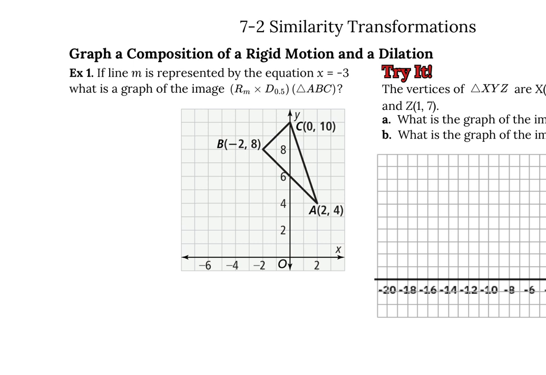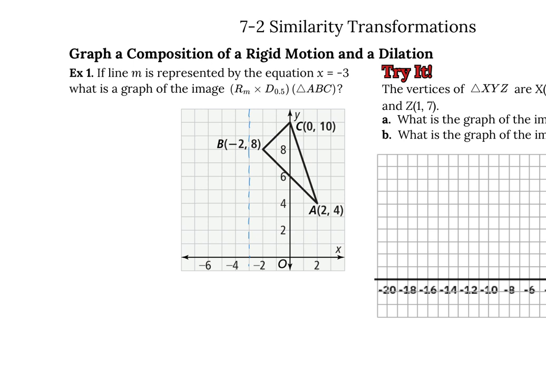Okay, so first thing we're going to do is create our line. They're giving us the equation x equals -3. We know that x equals -3 is going to create a line, so I'll just do it as points, right here at -3. Okay, so that's creating a line at x equals -3. Okay, so we have a reflection and we have a dilation.